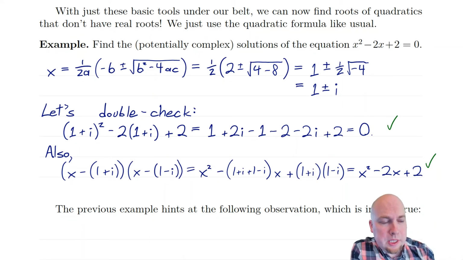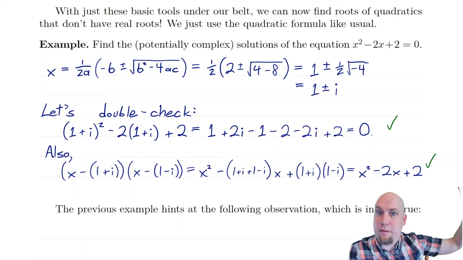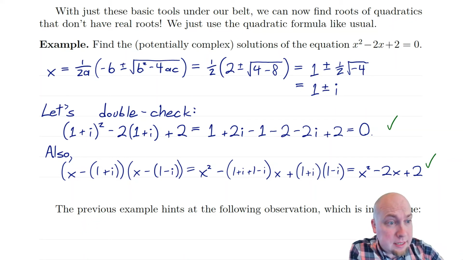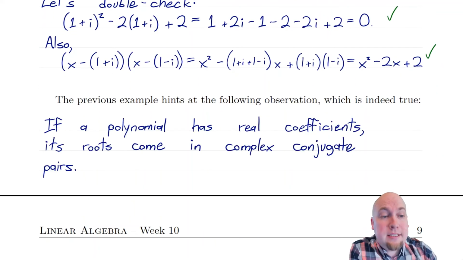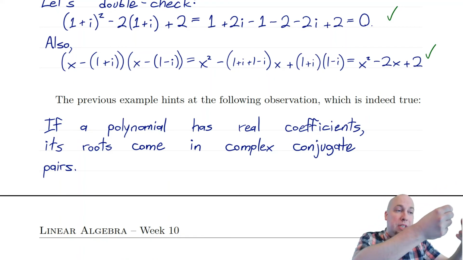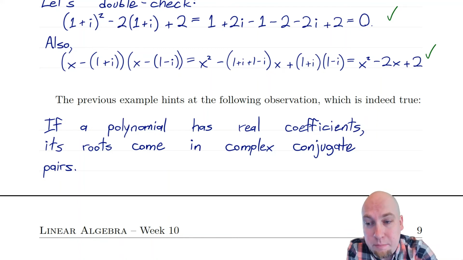Now, one thing to notice about this example is that we didn't just get any 2 complex numbers as roots of this polynomial, but the complex numbers that we got are complex conjugates of each other. We didn't just get 1 plus i and then some other number. We got 1 plus i and its complex conjugate, the imaginary part had its sign flipped. And it turns out that happens in general, even for polynomials of higher degree, as long as the polynomial has real coefficients. So if you're ever working with a polynomial with real coefficients, its roots are going to come in complex conjugate pairs. If they have a non-zero imaginary part, there's going to be another corresponding root that has the negative of that imaginary part.